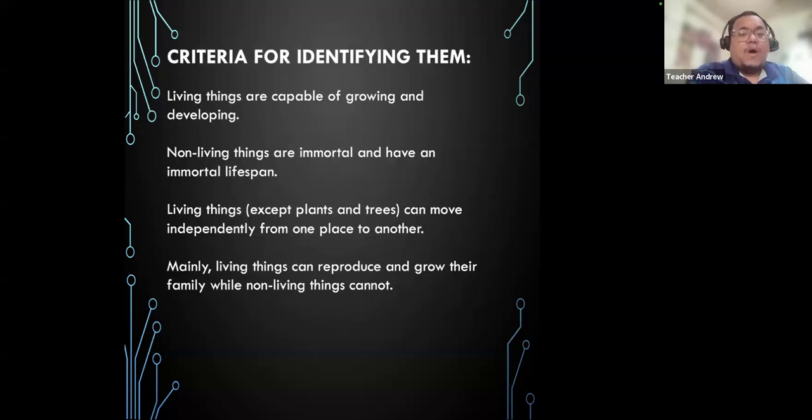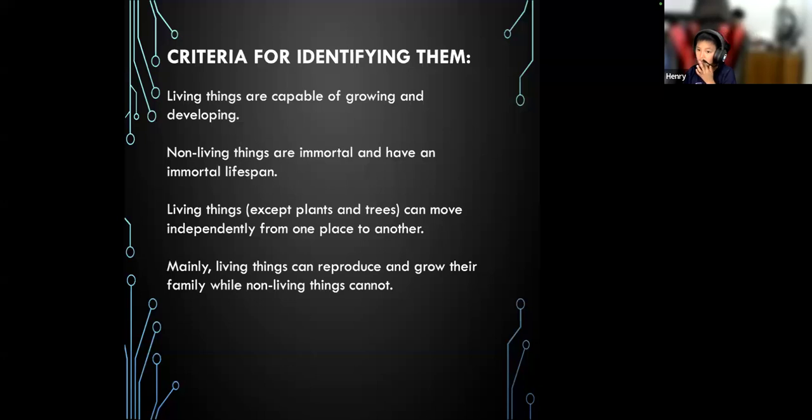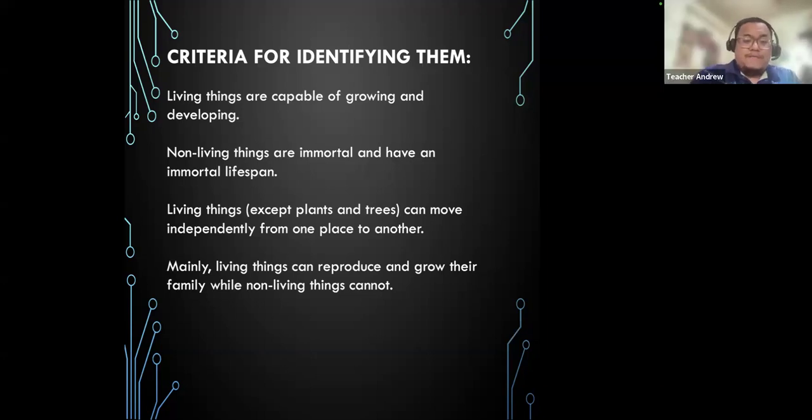This is how we differentiate between living things and non-living things. So, what are some of the criteria to identify whether it's a living thing or a non-living thing? We look at the following four different things. Living things, as mentioned earlier, can grow and develop. Non-living things are immortal, therefore they are eternal. They will not pass away. They will be there forever unless something happens to them by nature or by man.